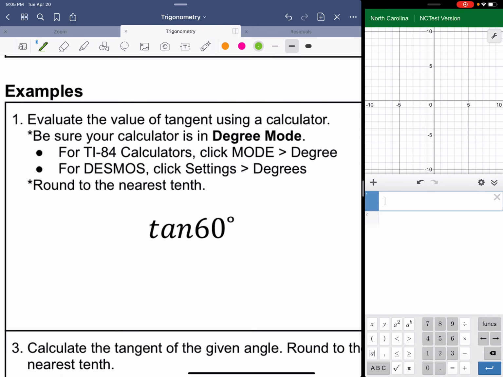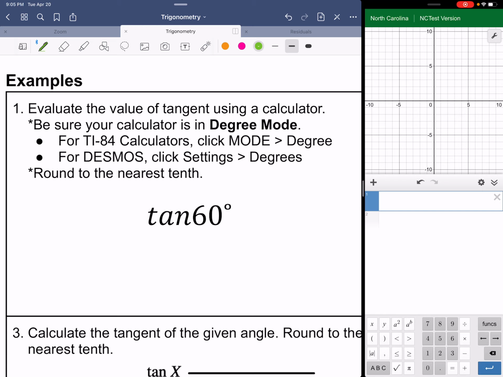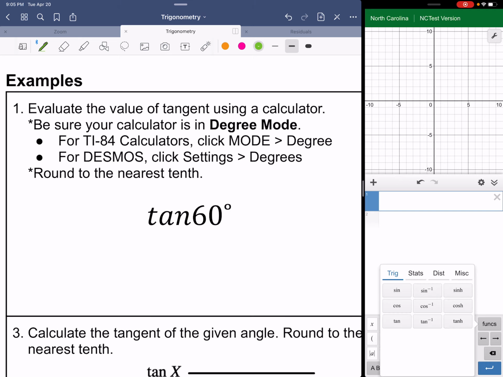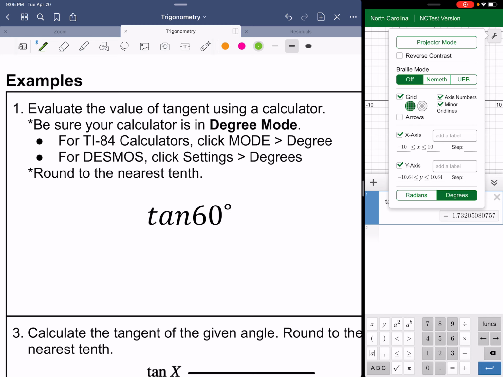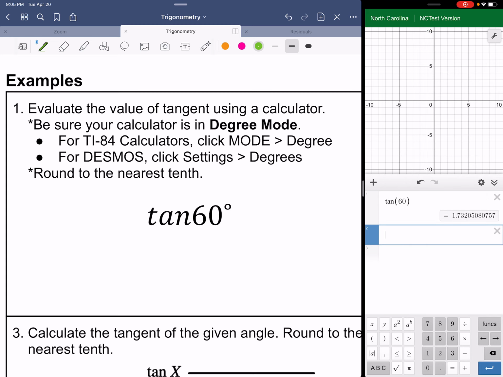All right, let's look at some examples. Just like we did with cosine and sine, we can find the numeric value of a given degree. So if we click functions and then trig and click tan of 60, we want to make sure that we are in degrees. So click the toolbar and make sure that the degrees is highlighted. And we're going to round to the nearest tenth. So that would be 1.7.